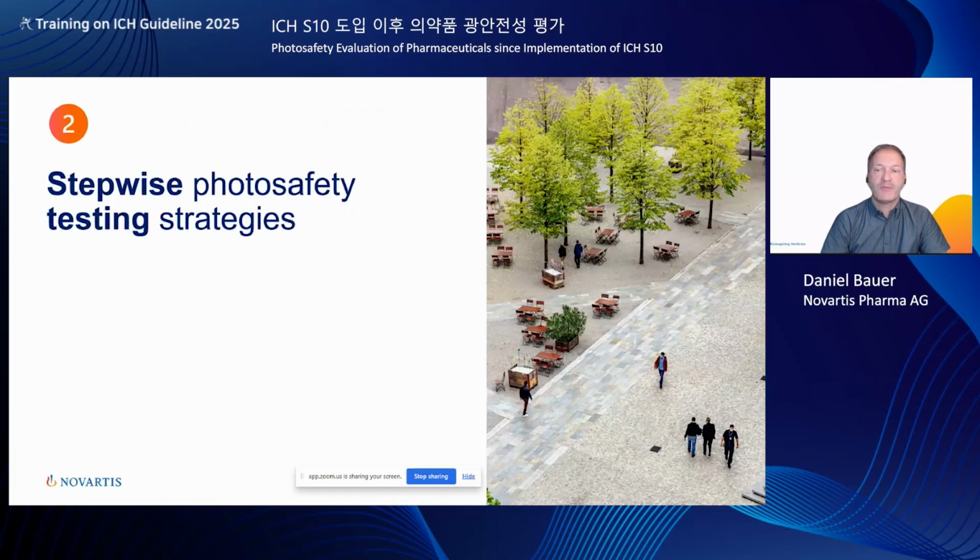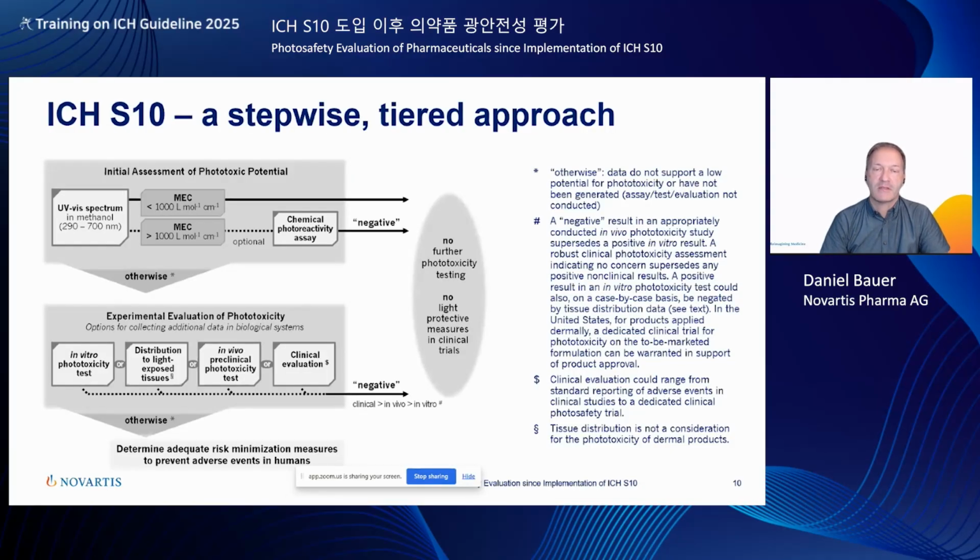So, very briefly, how is ICH S10 structured? What is the main principle? It is a stepwise photosafety testing strategy. This schematic is taken from the guideline itself.